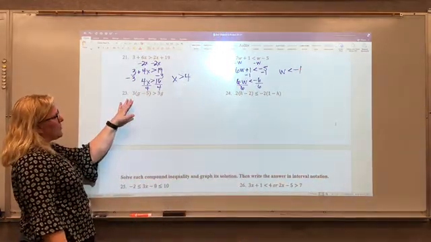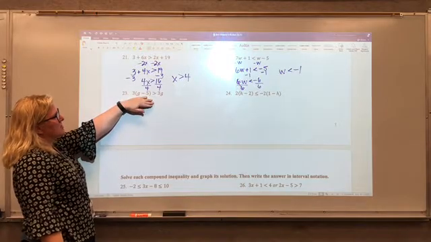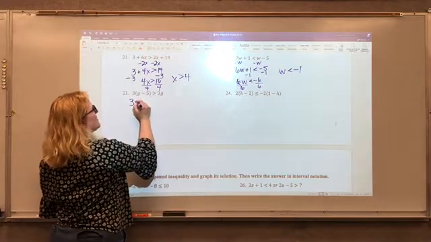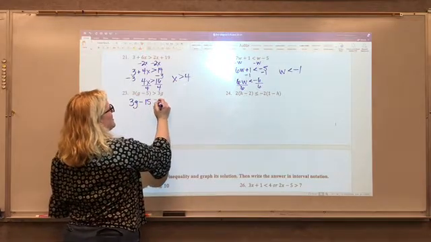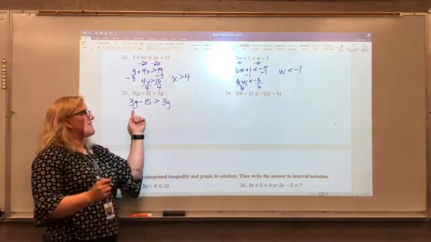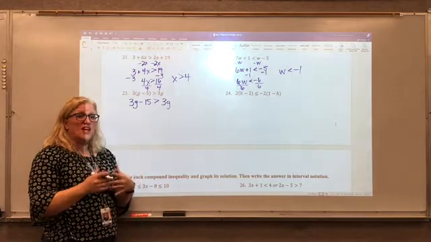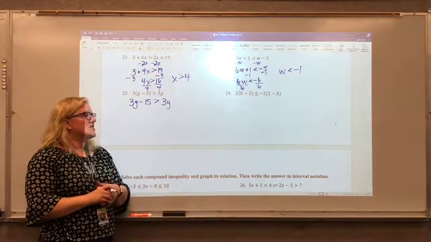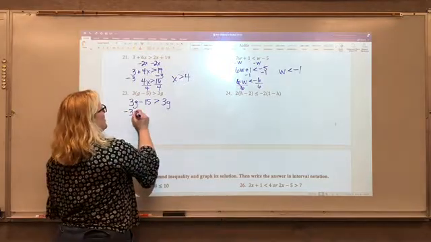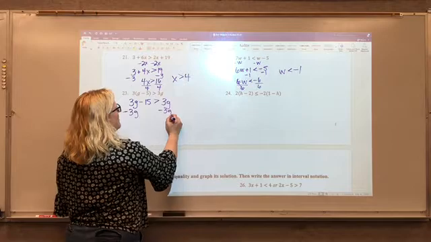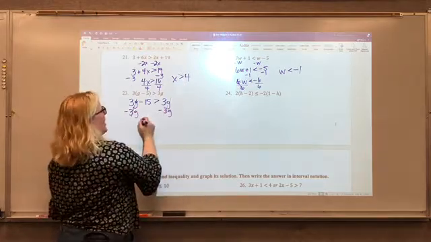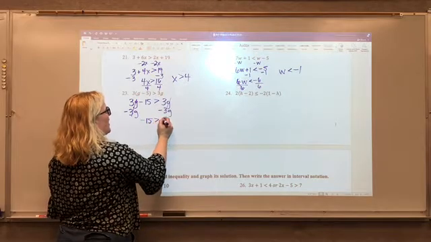Okay, number 23. I'm going to start by distributing. So I have 3G minus 15 is greater than 3G. And hopefully you see that I have a 3G and a 3G on both sides of the inequality. So it's going to make this one kind of interesting. All right, so I'm going to subtract 3G from both sides. That gives me 0. That also gives me 0. So I have negative 15 is greater than 0.